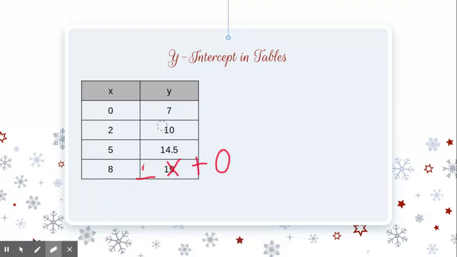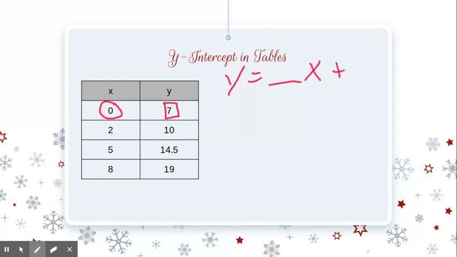Okay, so let's look at this one. I need to find where x is 0. X is 0. It's not always going to be at the top, okay? So you got to make sure. So that's where x is 0. That means this right here is my y-intercept. So I have y equals whatever m is, my slope, x plus 7. And it's positive 7, so it's plus. If it was negative 7, it would be a minus 7.